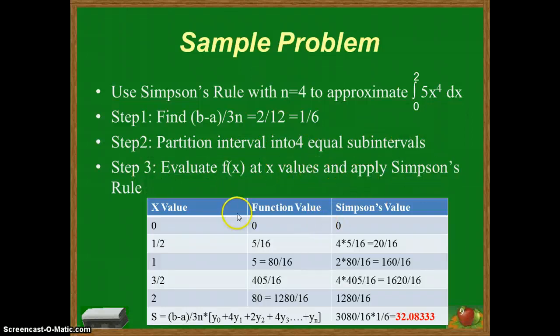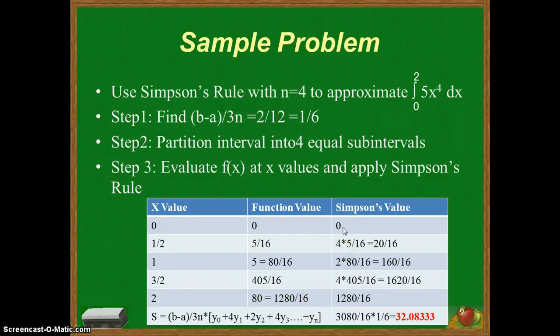So in this table, here are my x values. I start at 0. Because b minus a over n is actually 2 over 4, which is 1/2, I'm going to go every 1/2, so my x values going down this column would be 0, 1/2, 1, 3/2, and 2. Here are my function values: 0, 5/16, 80/16, 405/16, 1280/16.